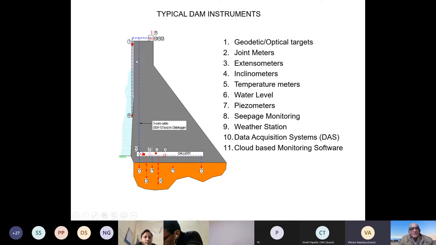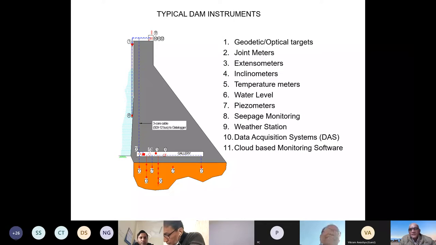Then we have number six, water level. That's a simple instrument which will give you the water level upstream of the dam. Then we use piezometers, which are very important instruments, and I'm sure most of you have used them. They are embedded in the structure of the dam, in the foundation or within the structure. Even if it's not a concrete dam, we use piezometers to know the piezometric pressure within the soil or the rock, because that is what makes the foundation or the structure of the dam very weak. So piezometers are very important instruments. They are used to measure the pore water pressure. For seepage monitoring in the gallery, we can measure seepage in the drains by means of a weir. Then, of course, we have a weather station and a data acquisition system.